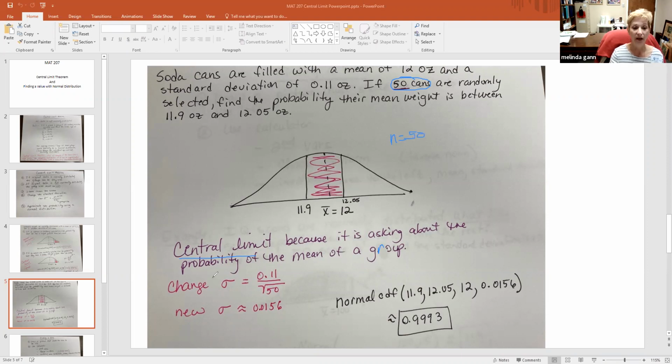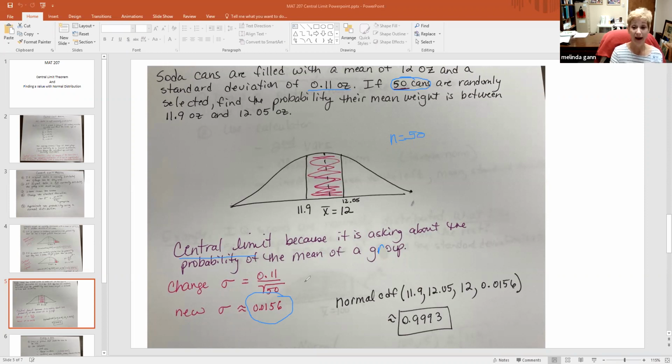Because I decided central limit, I've got to change my standard deviation. So I go up here and find my old standard deviation. There it is. But I've got to divide by the square root of 50. Don't find the square root of 50 and round that off and then round off again. You'll get too much error. Just type in your calculator 0.11 divided by the square root of 50, and then round off. Don't round off too soon or you're not going to get the answers in the back of the book.